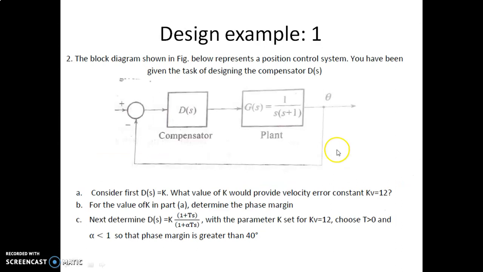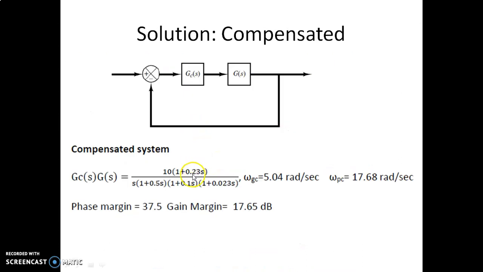This is the transfer function of the compensated system. If you can see here, we get 10 divided by s into this particular term, except this 1 plus 0.23s divided by 1 plus 0.023s. So this zero and pole correspond to the compensation network.